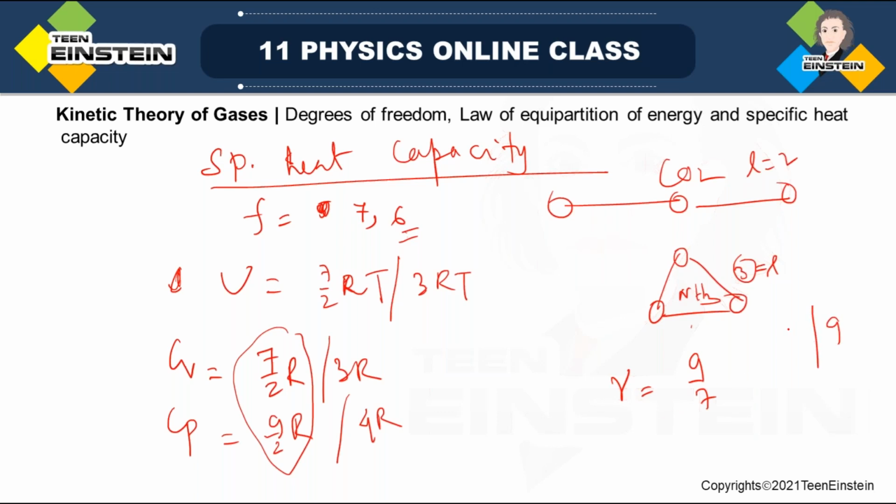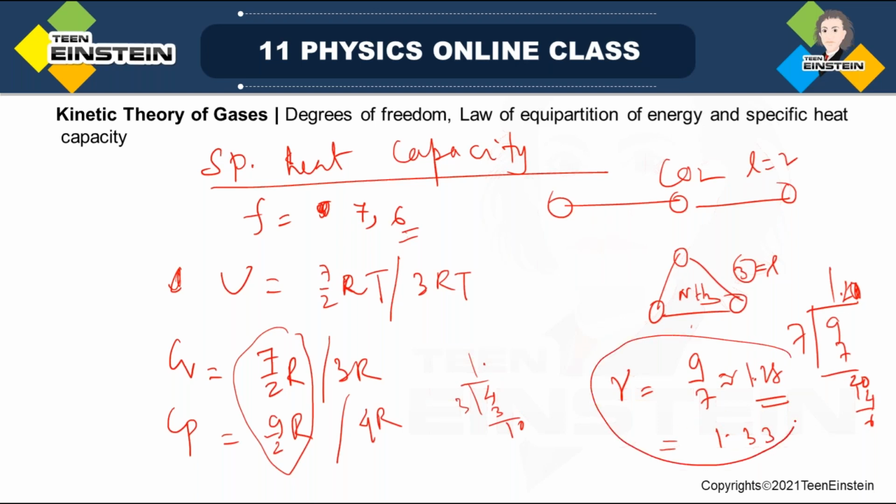So 9/7 is nearly 1.28 for gamma, and the other one is 4/3, which is almost 1.33. So there are two possibilities of gamma also.